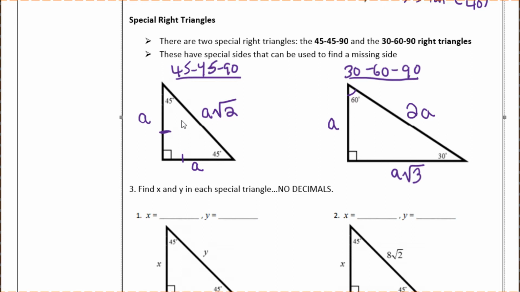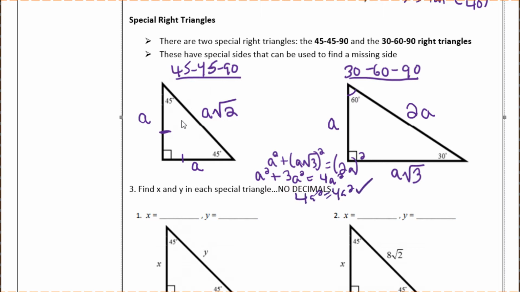And if you think about it, if you do the Pythagorean theorem, this makes sense. You got a squared plus a root 3 squared equals 2a squared. This makes sense because a squared plus square root of 3 squared is 3, so we have a squared plus 3a squared, which is 4a squared, which matches 2a squared.